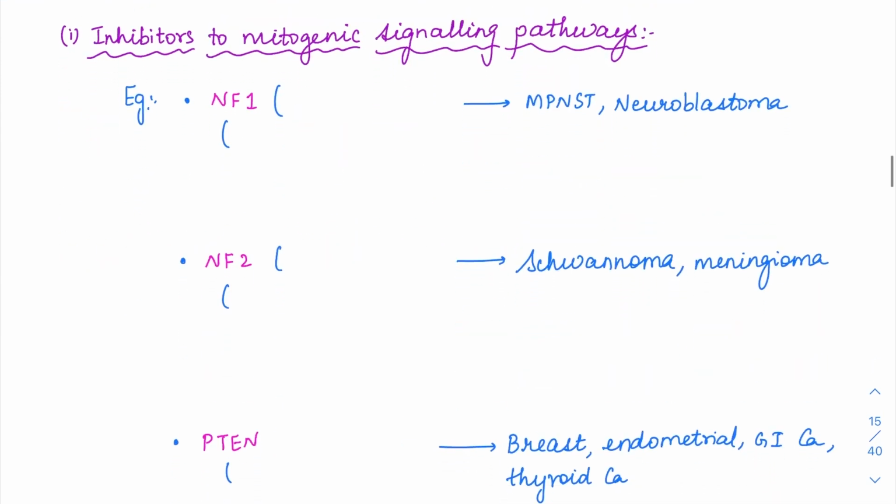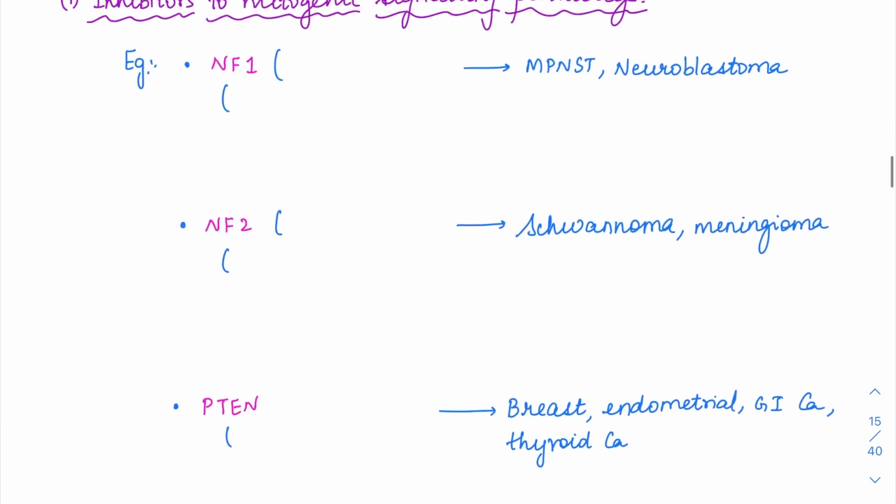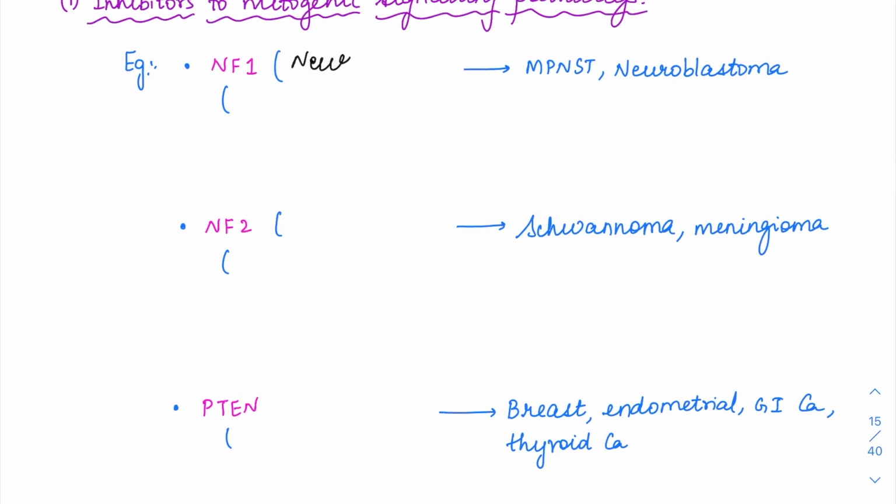So all of these genes which we study here are going to be tumor suppressor genes. So firstly, we'll see inhibitors to the mitogenic signaling pathways. Basically, they are inhibitors to the signal transducing proteins. So the first one is NF1, which is going to encode for the protein neurofibromin, and it is going to be present on chromosome 17q.